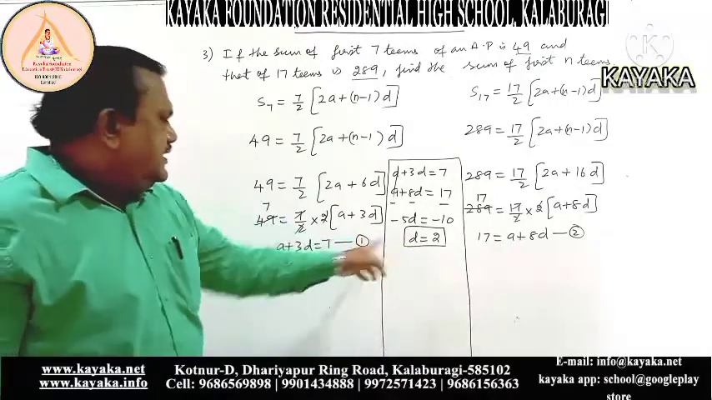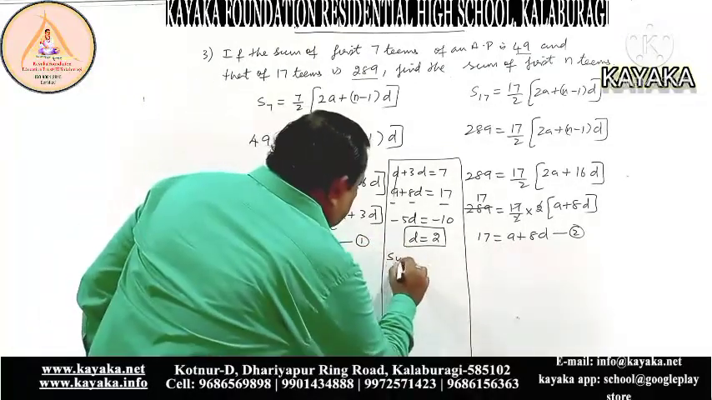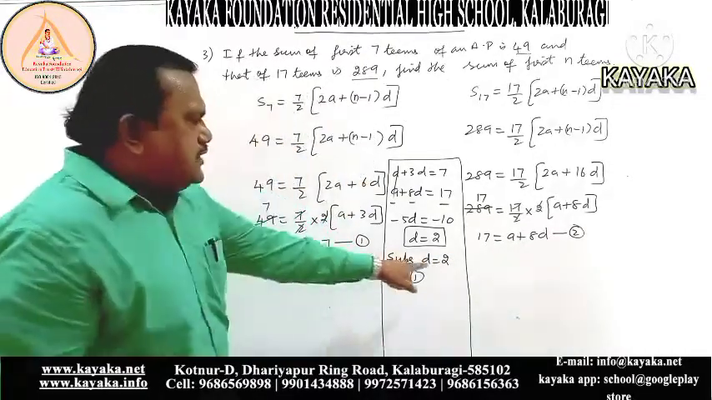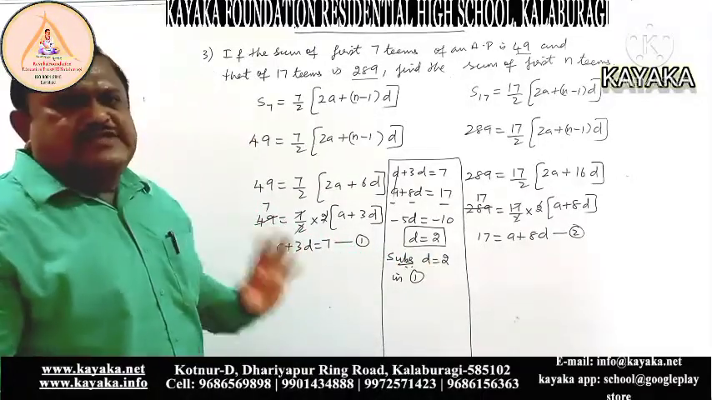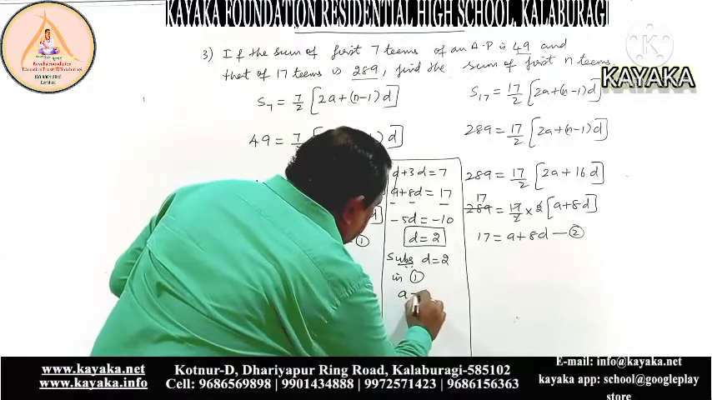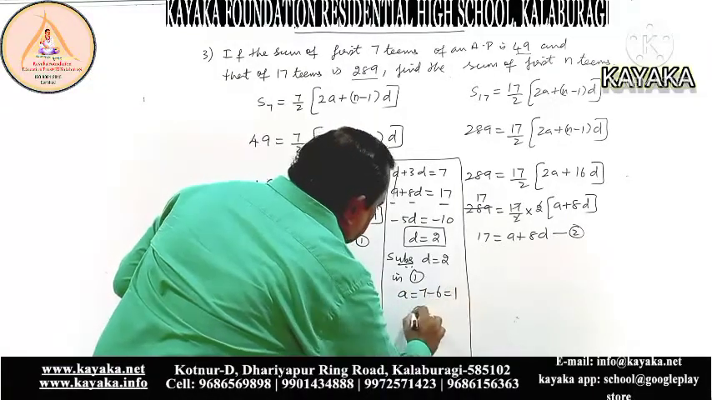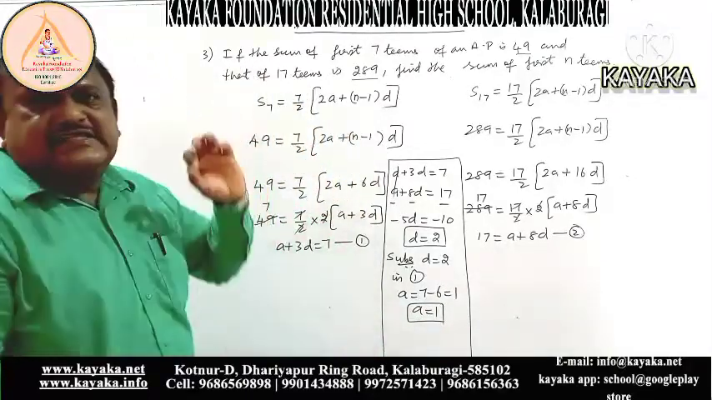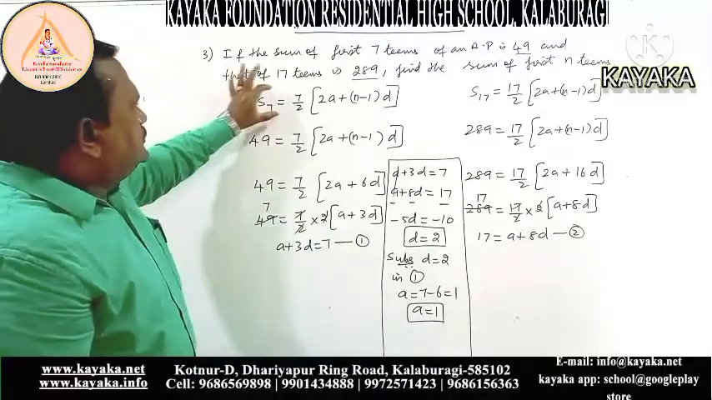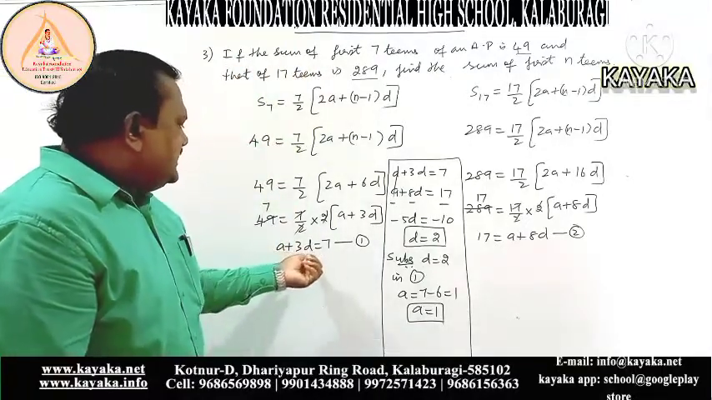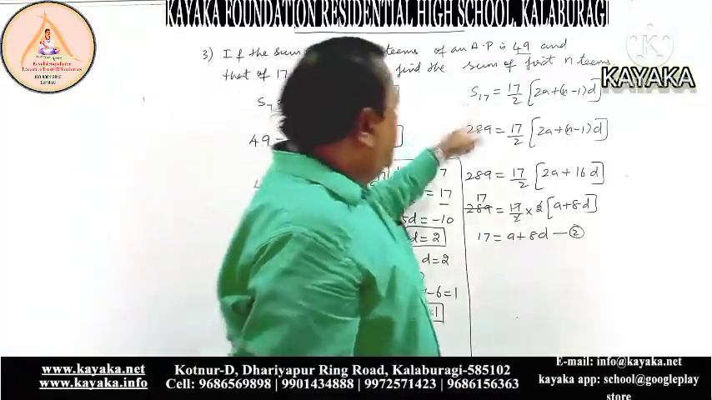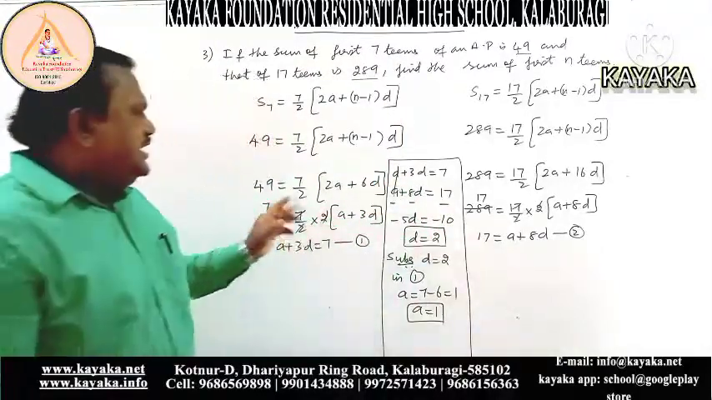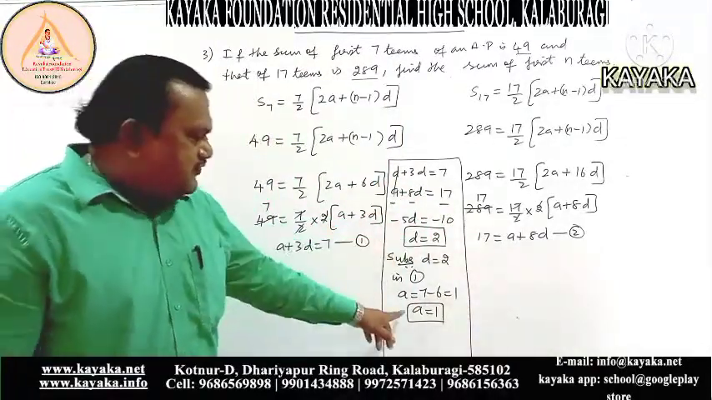Now substitute the value for D in 1. Substituting D equal to 2 in 1, we get here, if we substitute D equal to 2, 3 into 2 will become 6. Therefore A equal to 7 minus 6, that will be equal to 1. Therefore A equal to 1. Now see here, first step, once again I will tell you dear children, for S7 using this formula we got our first equation A plus 3D equal to 7. Using the second condition, we got one more equation, A plus 8D equal to 17. Now solving these two equations, I got the value for D is 2 and the value for A is 1.